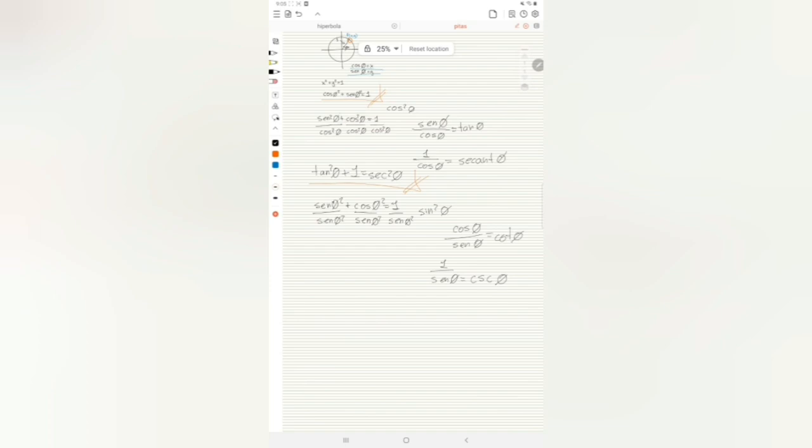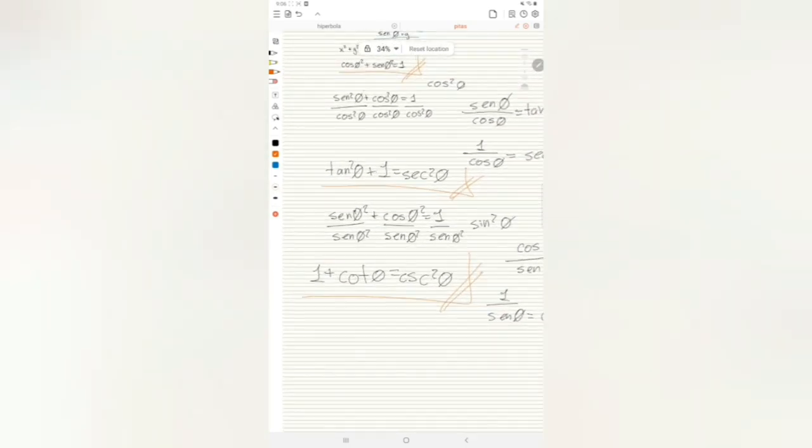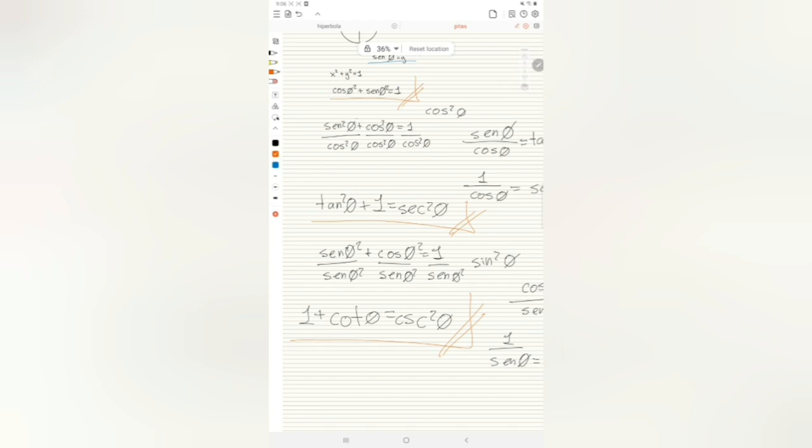So if we put that here, we can say that sine squared divided by the sine squared is going to be equal to 1, plus the cosine divided by the sine is going to be the cotangent of the angle, and 1 divided by the sine squared is going to be equal to the cosecant of the angle squared. And now we have demonstrated the last one, and here we have demonstrated the three Pythagorean identities.